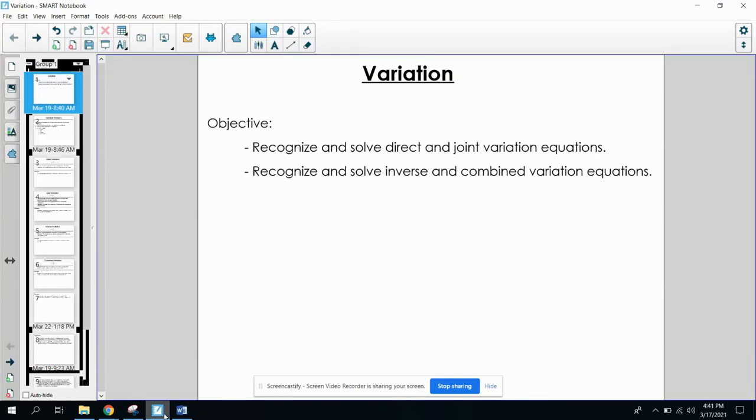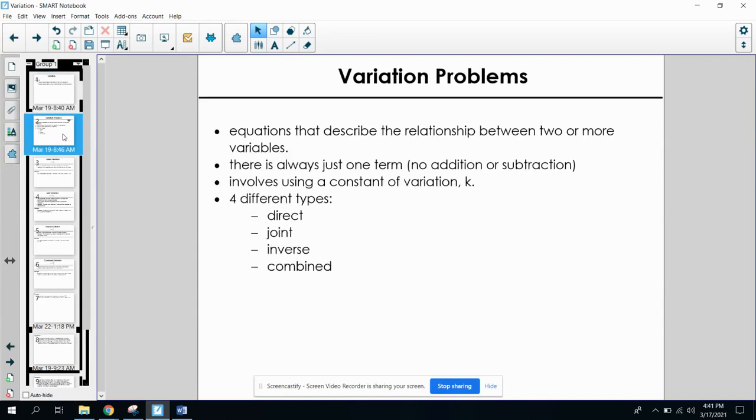In this lesson, we're going to talk about variation, and there are four different types of variation that we're going to go through. So first off, let's just talk about what a variation problem is. Variation problems are equations that describe the relationship between two or more variables. There's always going to be just one term, so there's never going to be addition or subtraction in these problems. They involve using a constant of variation, and we use the letter k to represent that constant of variation.